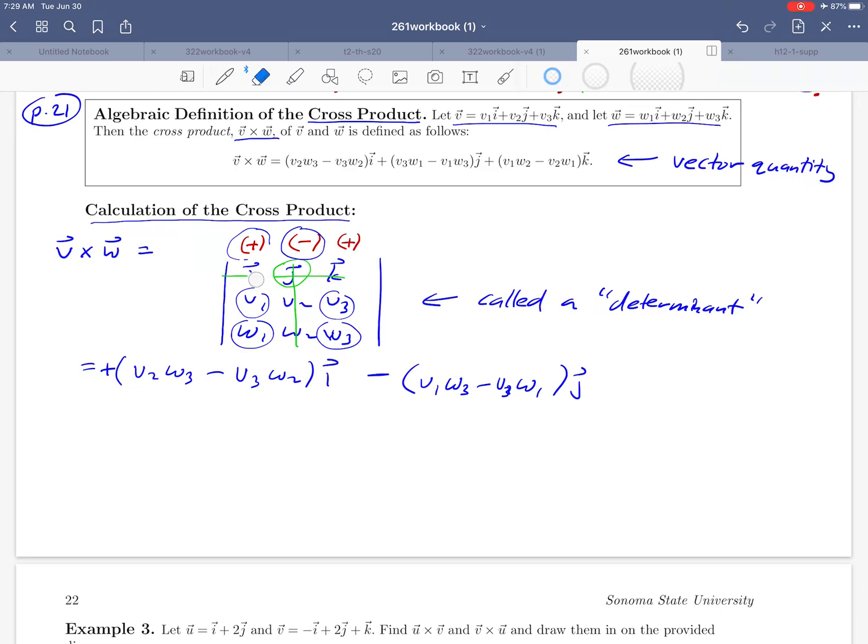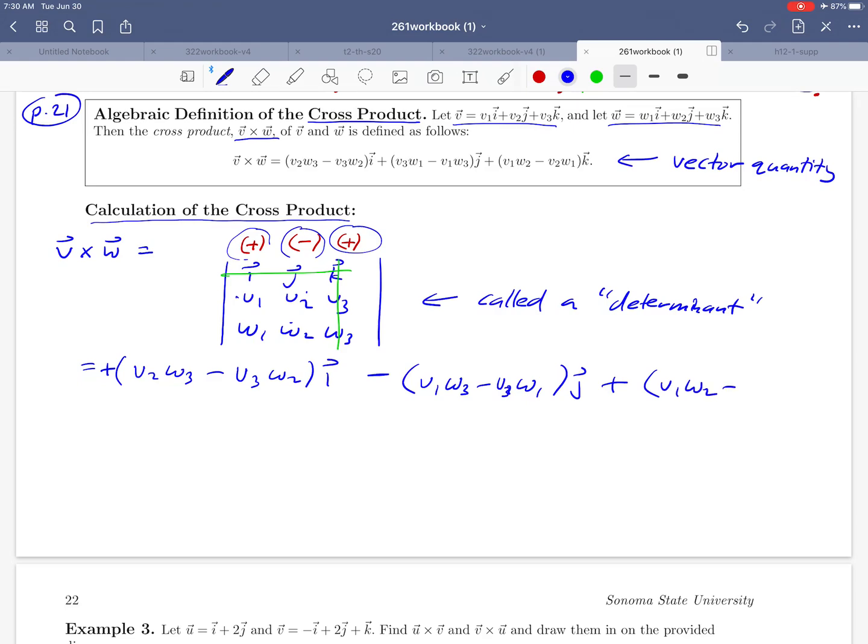Again, let's erase what we had before and start fresh. We had an i, j, and a k, a v1, v2, and a v3, w1, w2, and a w3. Now we're going to cross out the row and the column that the k is in, and repeat the process. This time we've got a plus sign associated with that, so we'll start with that. Then upper left times lower right is v1 times w2, minus upper right times lower left, which is v2w1. And that's going to get multiplied by k.